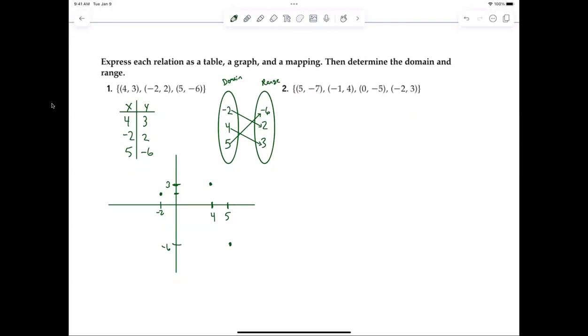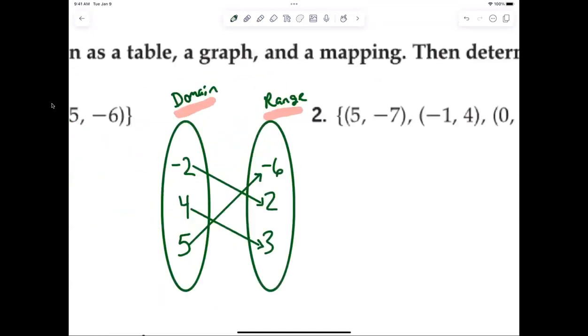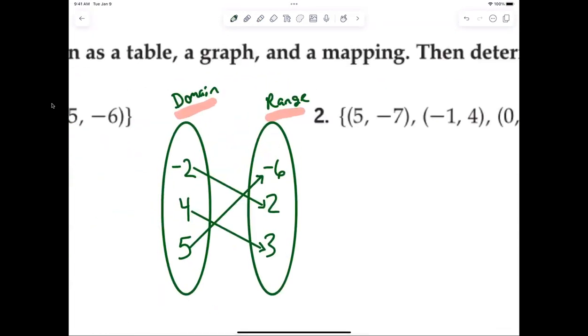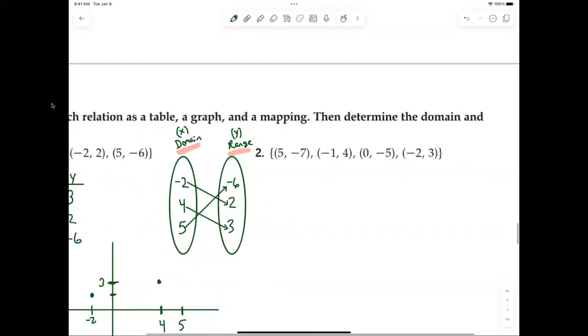Now, if you want, I'm okay with labeling your mapping, your domain, and your range. But how did I remember domain and range? I always like to tell kids domain and range are in alphabetical order. Do we agree? And X comes before Y alphabetically. So that's how I learned that the domain is the X and the range is the Y. They're alphabetical. So on your mapping, you can label domain and range. You don't have to do a whole different thing for that. Is everybody good with that now?